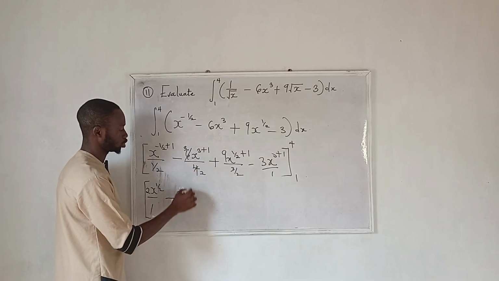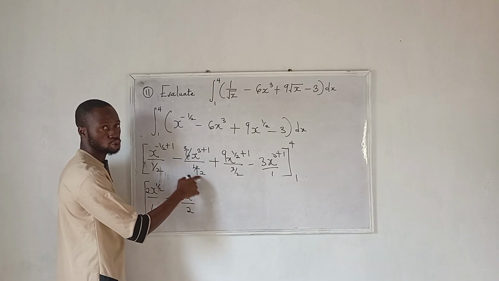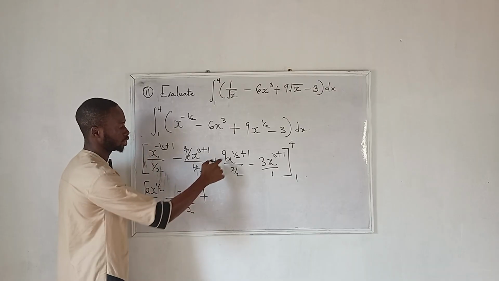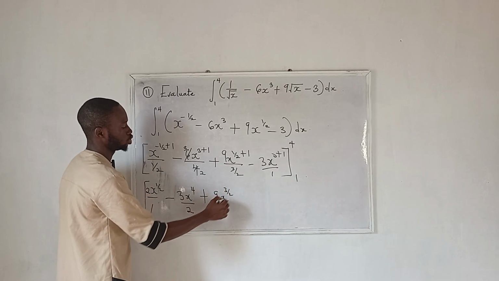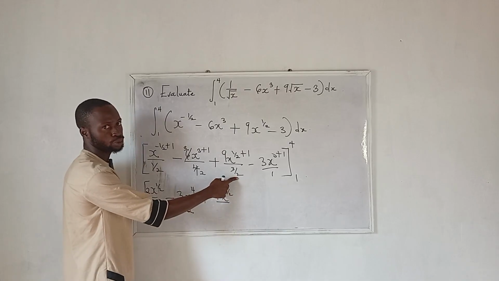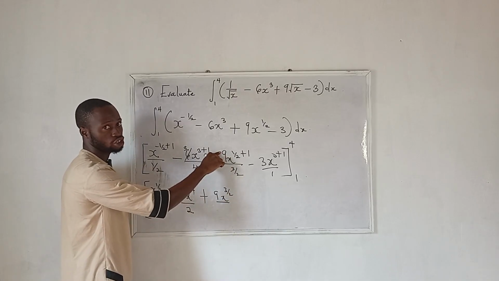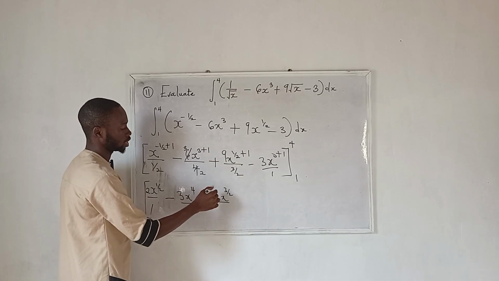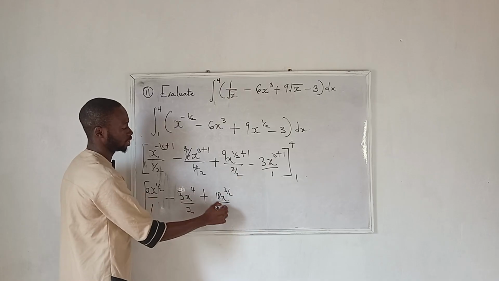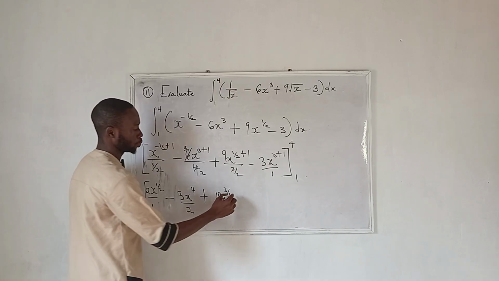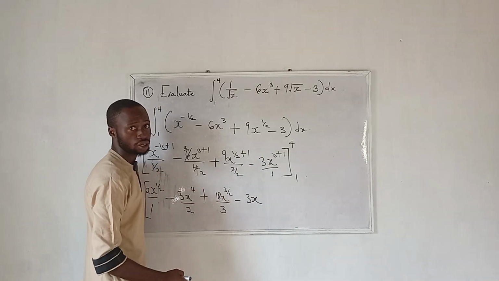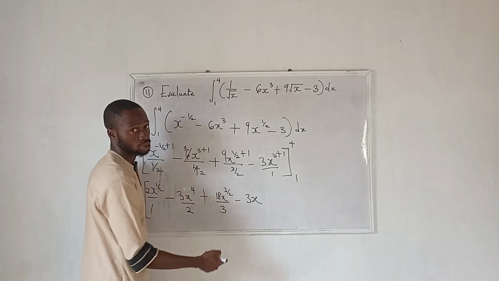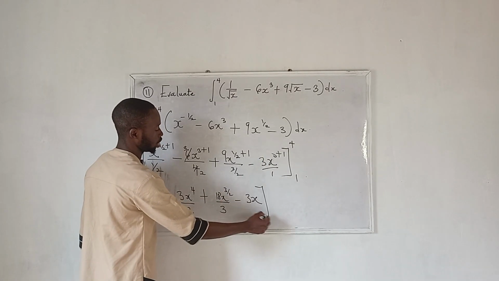So we'll have 3x raised to the power 4 over 2 plus 9x raised to the power of 3 over 2. Now remember what I said. This 2 multiplied by 9, 2 times 9 will give me 18, then divided by the 3. Did you get that? So minus 3x. 0 plus 1 is what? 1. That's x raised to the power 1, which is still x. Then over 1 is still that value that we have there.